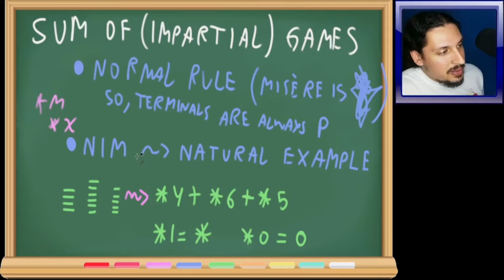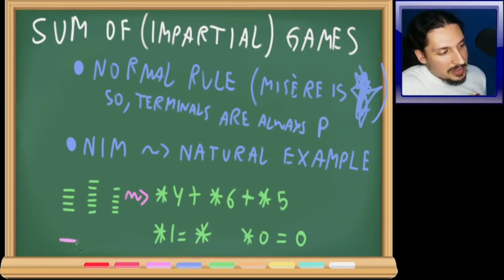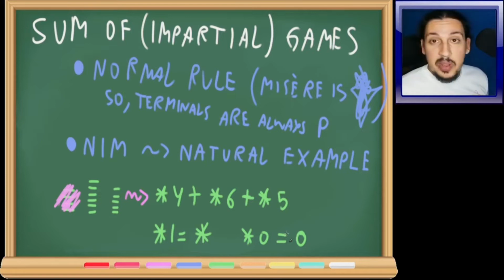Very, very simple. And another convention, just so that you know, star 1 is also written as just a star, because it's so common in game theory in other contexts. And star 0 would be the zero game, a game where you cannot move, an empty Nim heap. So no move can be done. It is also written as 0, and it corresponds to the game where you cannot move.